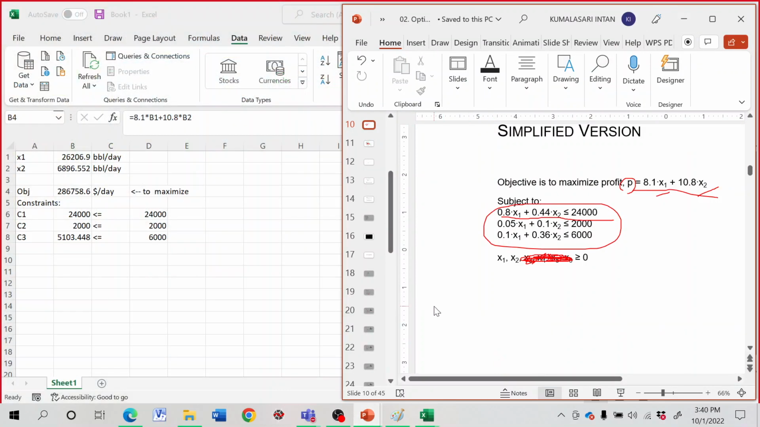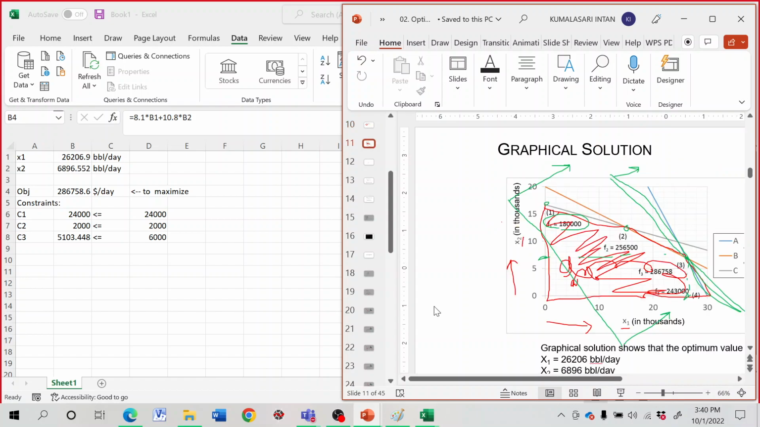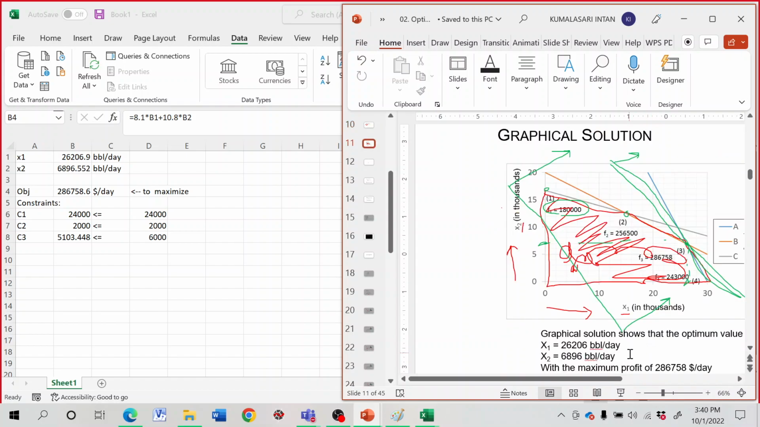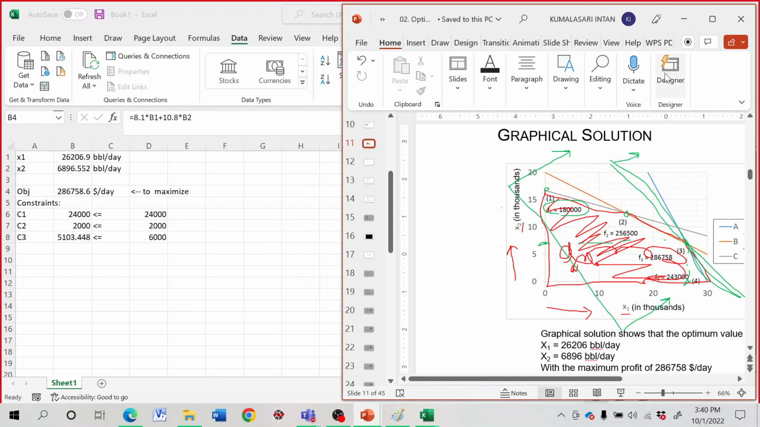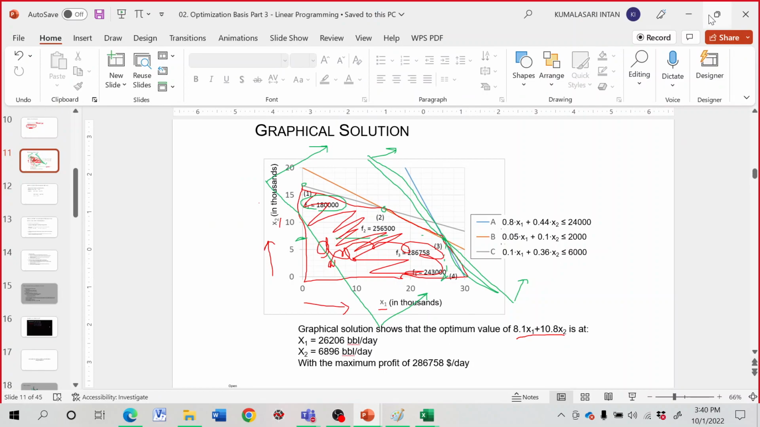Which is this? Yeah, 286758 is the objective function, and x1 is 26206, and x2 is 6896 barrels per day. So both using the graphical method and the solver, we can achieve the same solution. Okay.